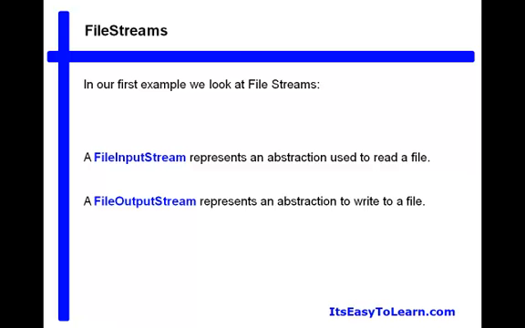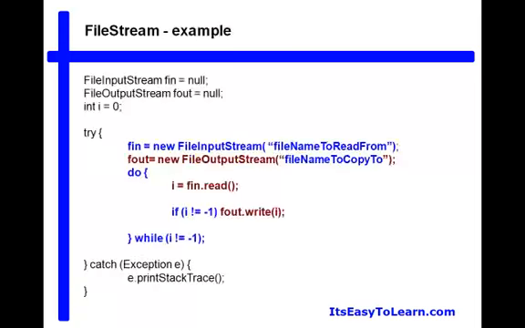So we have the file input stream and the file output stream. Here is an example of how to read a file and then write to a file. We first declare the file input stream and the file output stream, and then to the constructor we pass in the name of the file to read from and the file name where we want to copy to. Thus we have the variables fin equal to new file input stream and fout equal to new file output stream.